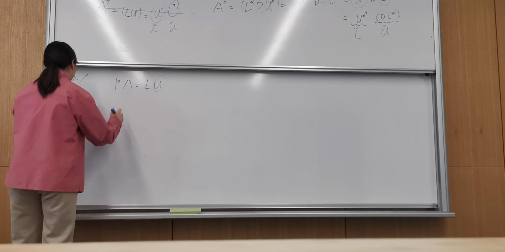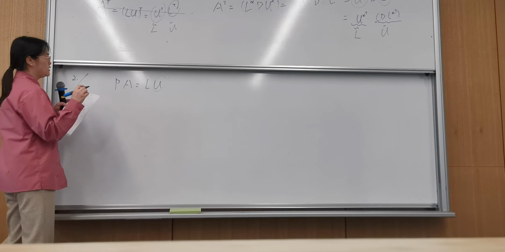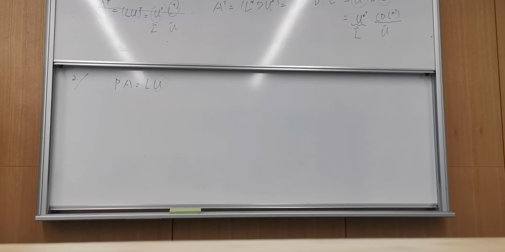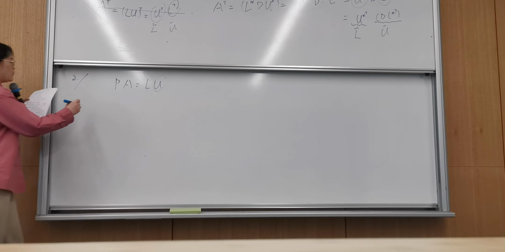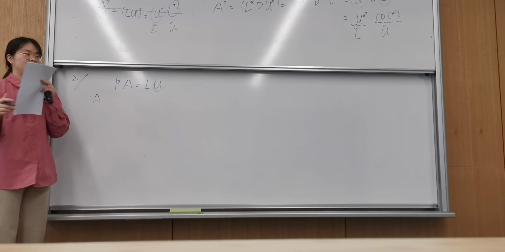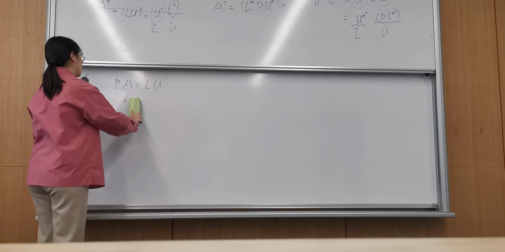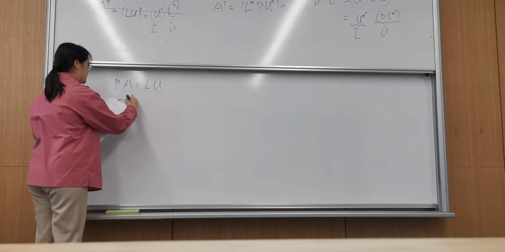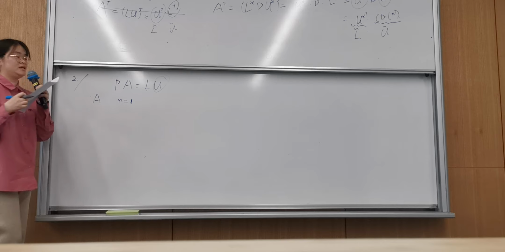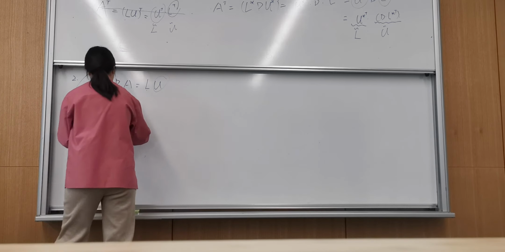So by induction, as I said, we prove the first step is correct, and then suppose the k step is correct, then the k plus 1 step is correct. So for matrix A, it is trivial if n equals 1. We don't really need to prove it. So we start with n equal to 2.